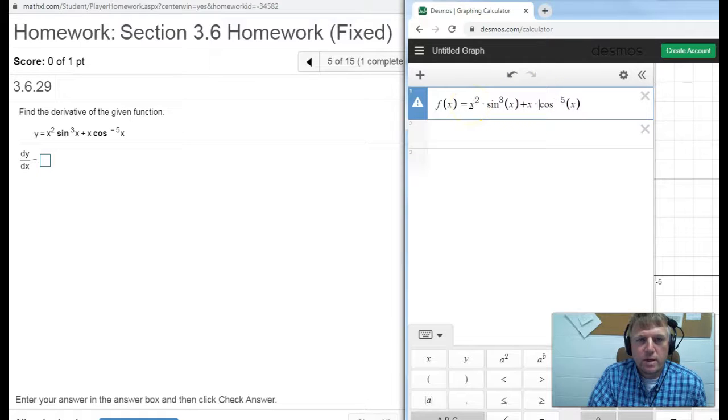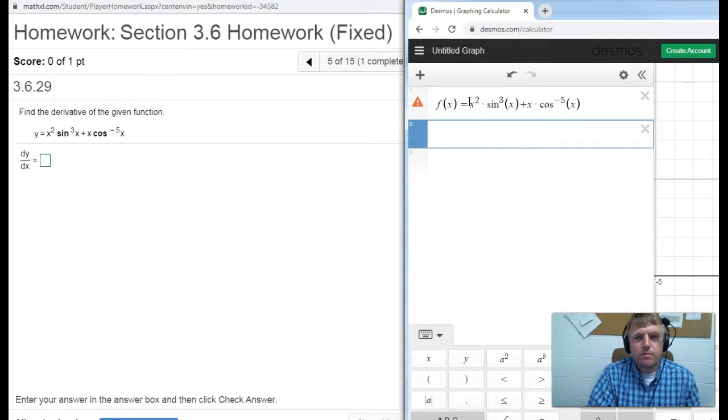So I'm going to have to break this down piece by piece. This is going to have to be done with the product rule, right? And then these pieces, these trig functions, the powers, are going to have to involve the chain rule. So let's break it down. Let's start with this side.